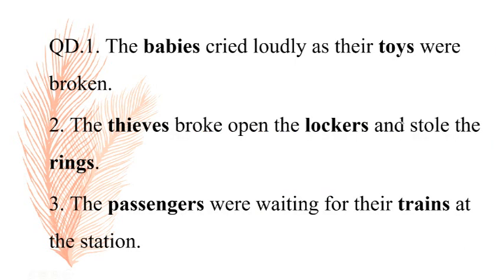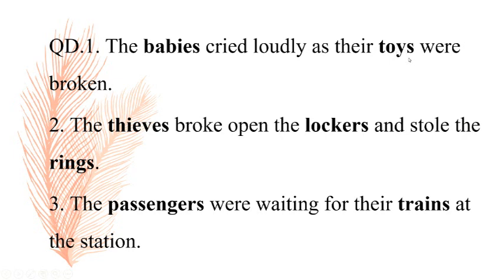Okay, so our first sentence was, babies cried loudly as their toys were broken. So, the spelling of babies which was given to you was B-A-B-Y-S. And it was wrong. The correct spelling is B-A-B-I-E-S. The letter Y changes to I-E-S. Similarly, toys. The spelling was T-O-Y-E-S, which was wrong. The correct spelling is T-O-Y-S.